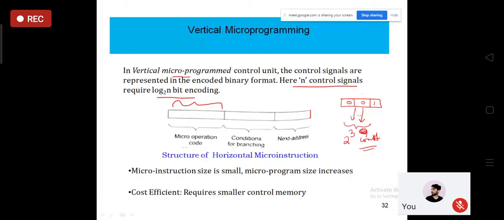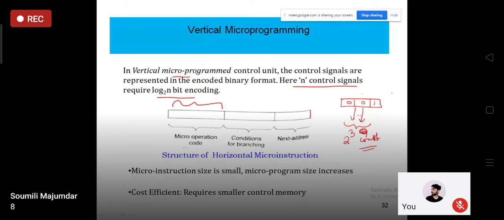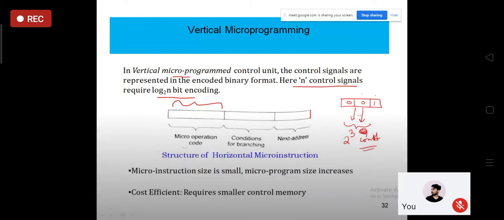So there are 3 things. It can be 0,0,0 or 0,0,1 or 0,1,0 or 0,1,1, 1,0,0, 1,0,1, 1,1,0, 1,1,1. So depending, but there we are using 3 bits, right? We are using 3 bits or 3 flip-flops or 3 bits of memory.